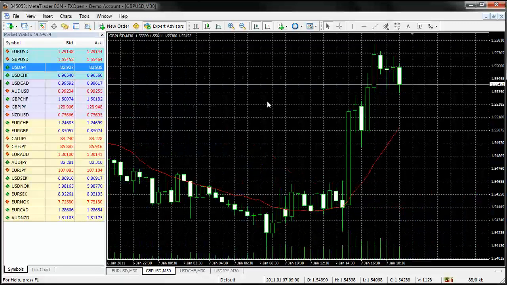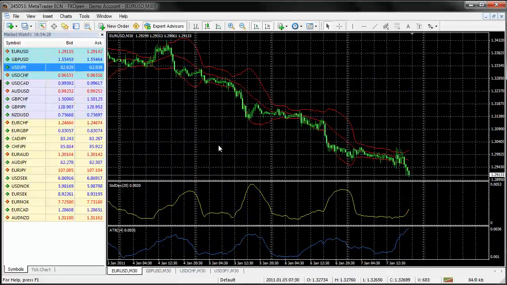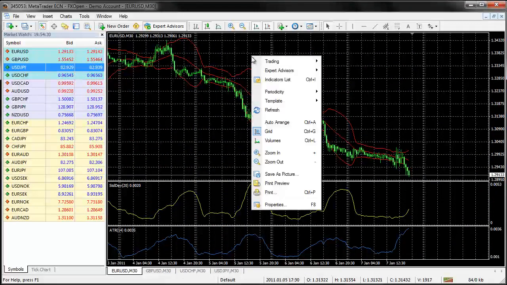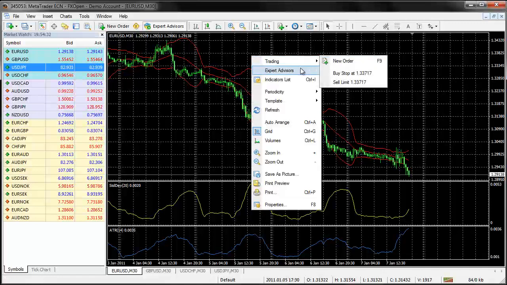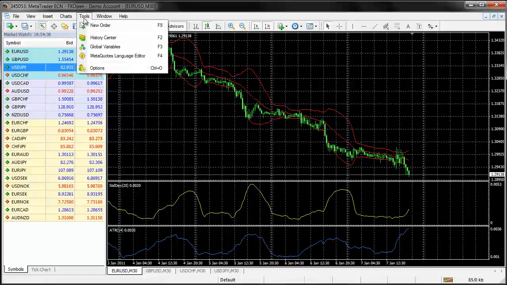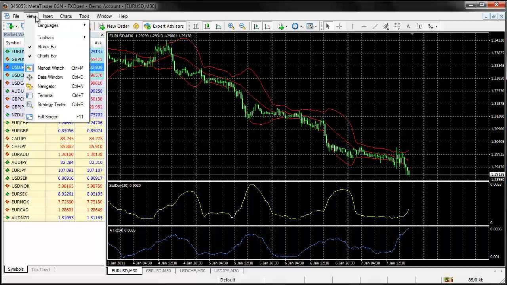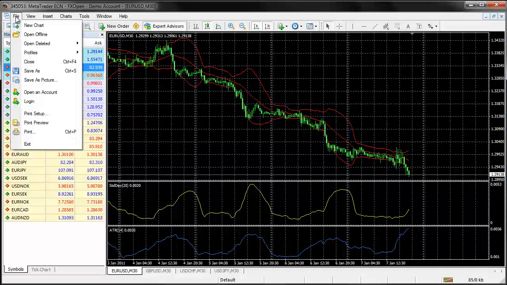The third way is choosing the desired chart that you would like to open a trade from, right clicking, choosing trade, new order, or alternatively pressing F9. The other way is up here through the tools, new order, and pressing F9. I believe those are the only ways that you can open up trades. So there you have it.